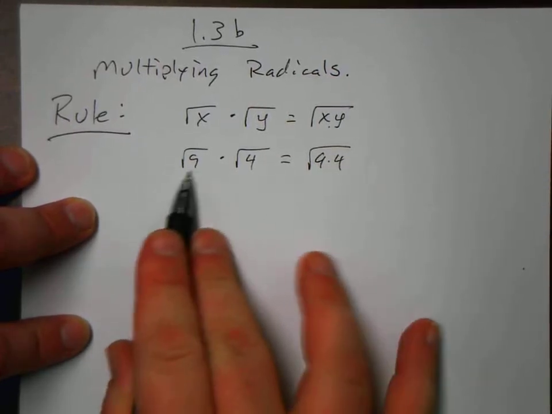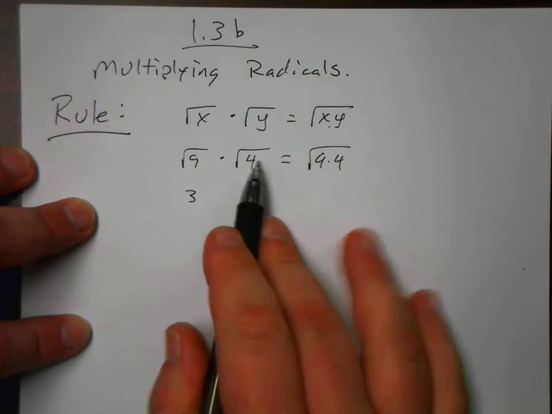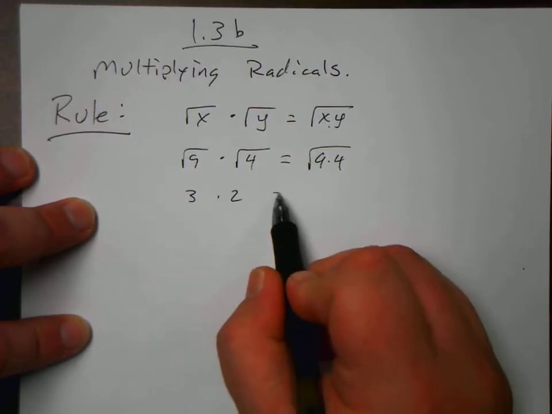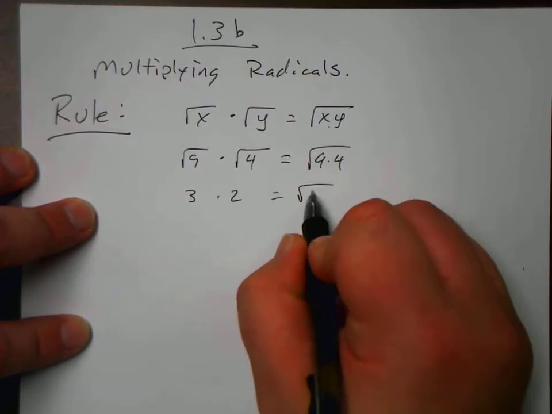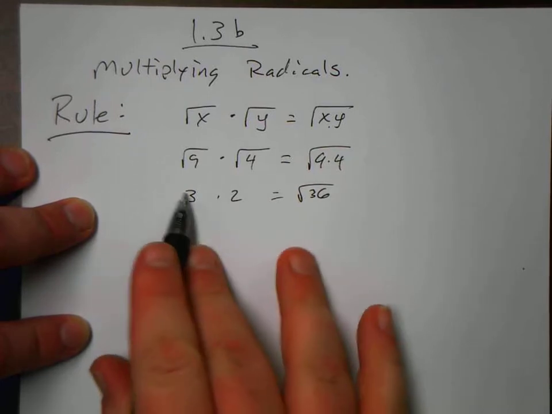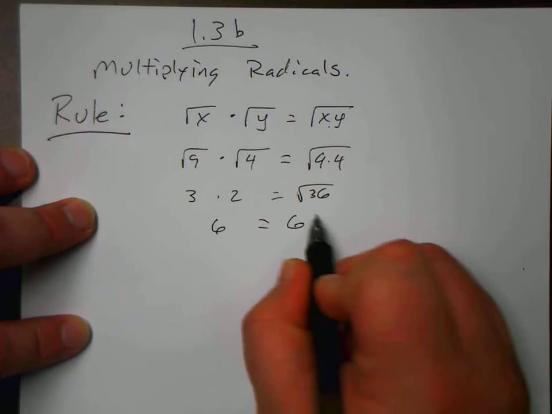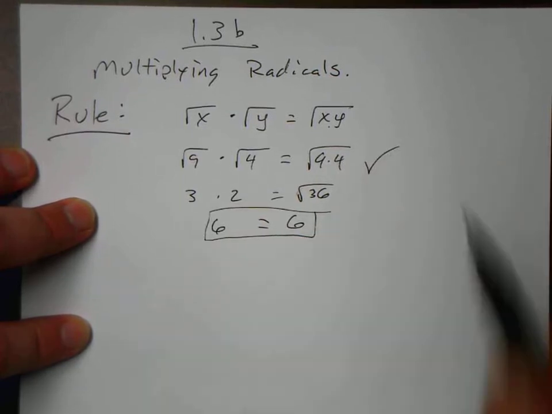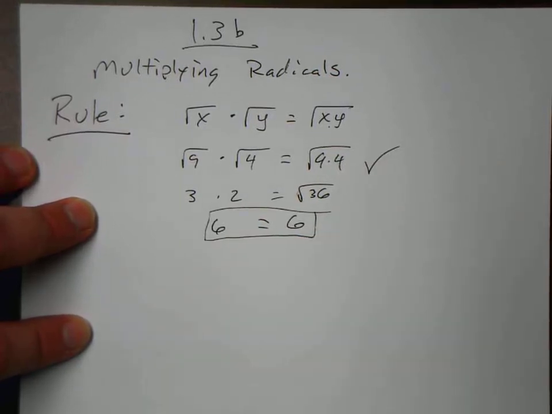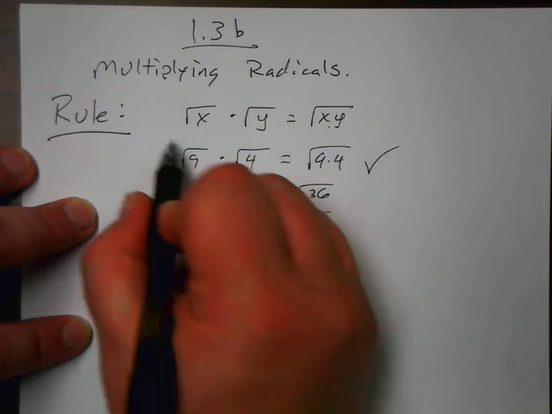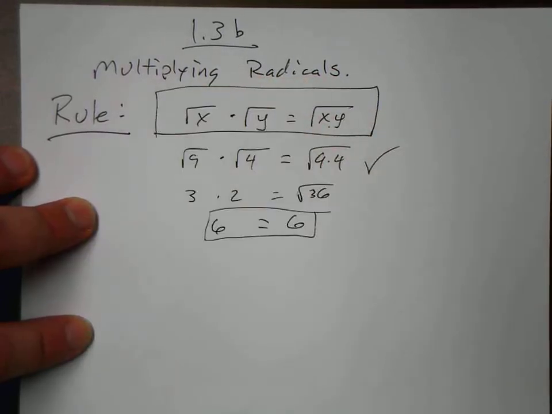Well, I know the square root of 9 is 3, and I know that the square root of 4 is 2. And 9 times 4 is 36. Well, I know that 3 times 2 is 6, and the square root of 36 is 6. Right, so this is just an example to show that this property, that rule is true, and it works.